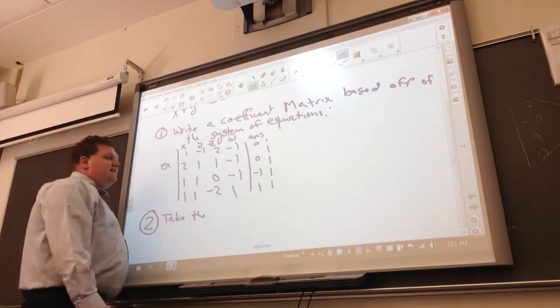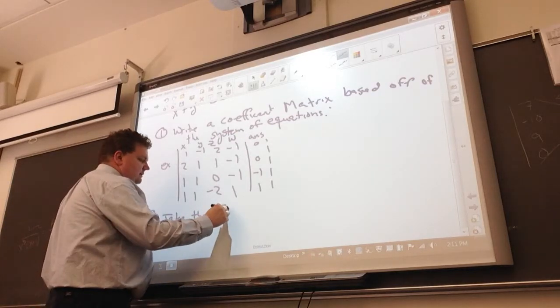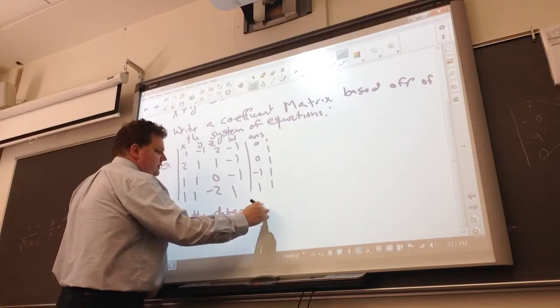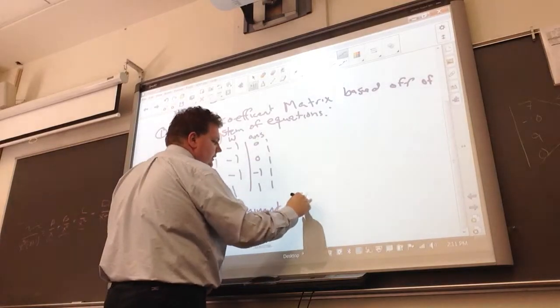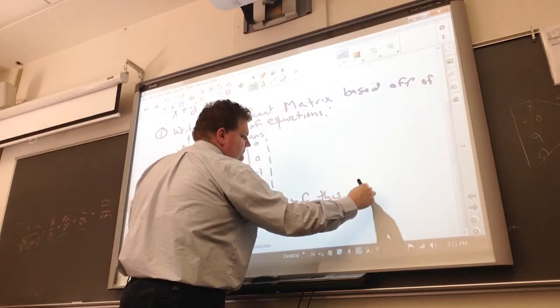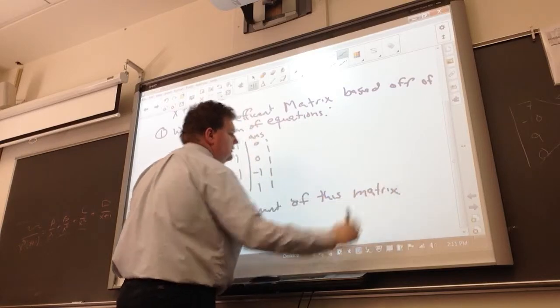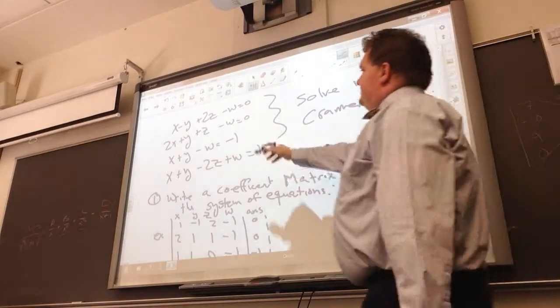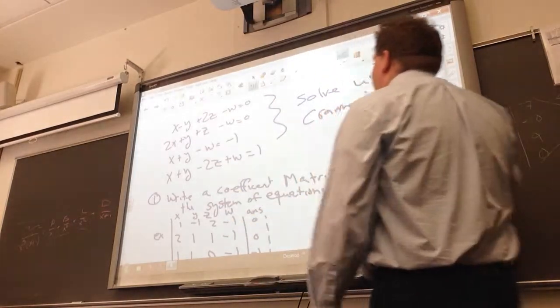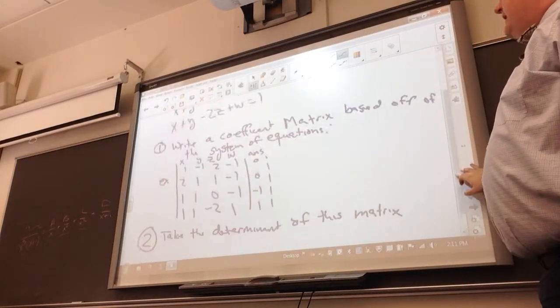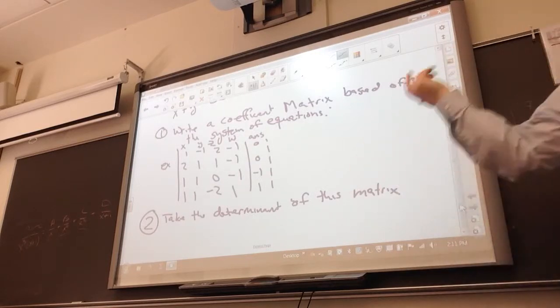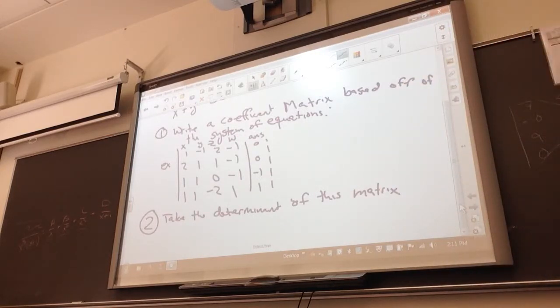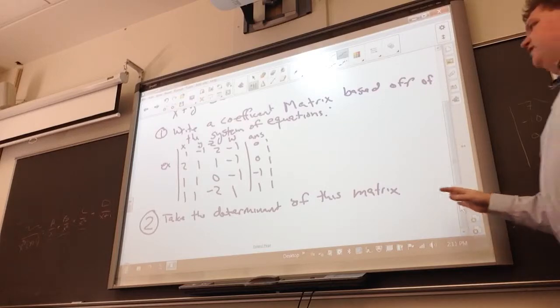Okay. Next thing we're going to do is we're going to take the determinant of this matrix. What's the stuff that you augmented? Answers. Basically, the equals part. Yep. Equals 0, equals 0, equals -1, equals 1. Okay? And we have that there because we're going to be using those numbers in our third step to basically be able to calculate out what x, y, z, and w are. Okay? But first we're going to take the determinant of this matrix.